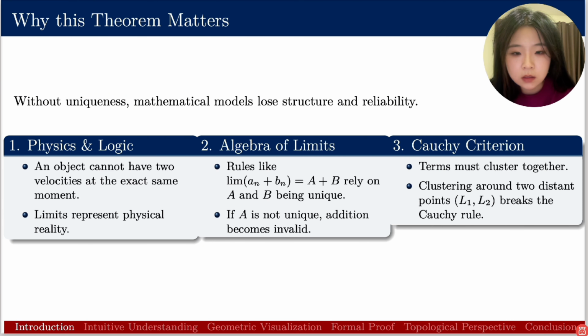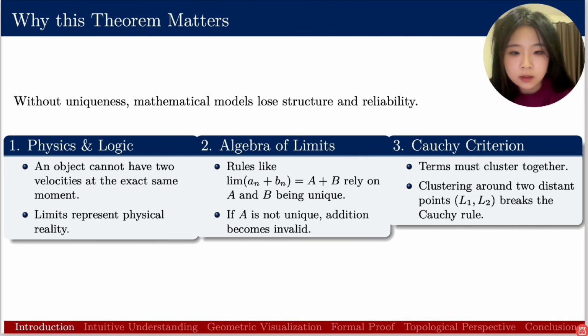Second is the algebra of limits. Many limit rules depend on uniqueness. For example, if the limit of a_n is a and the limit of b_n is b, then the limit of a_n plus b_n is a plus b. If a or b were not unique, then this rule would not make sense anymore.